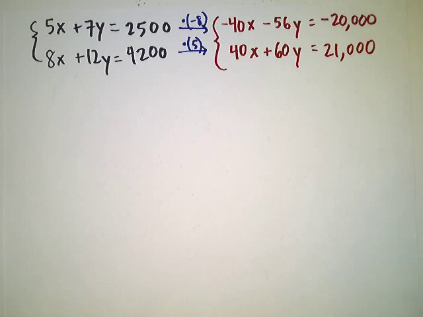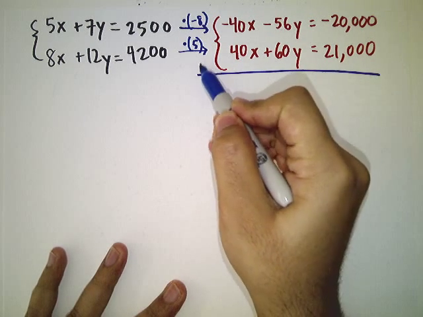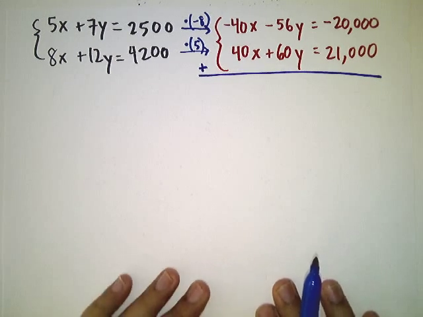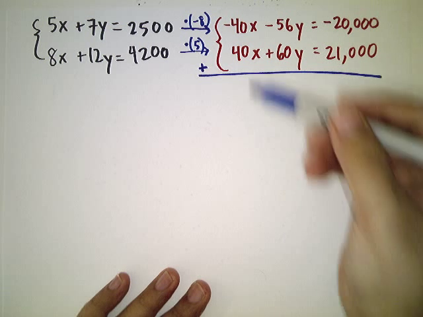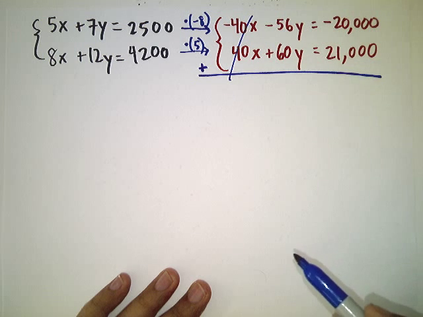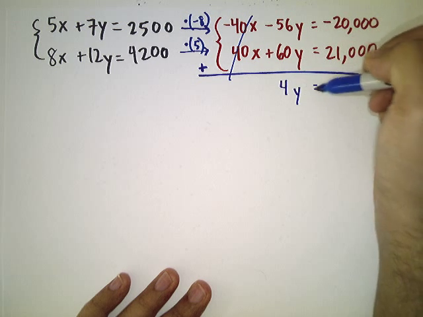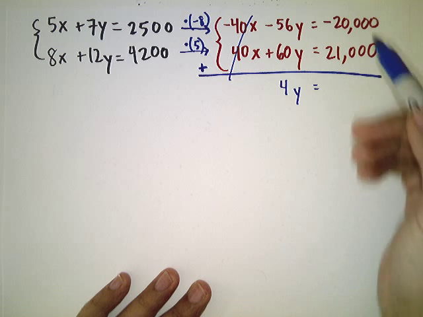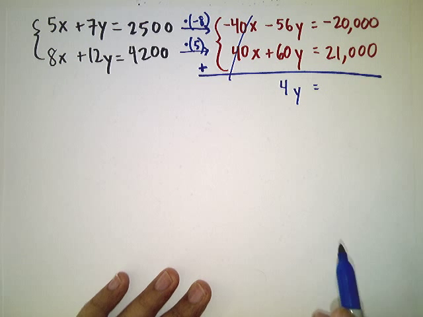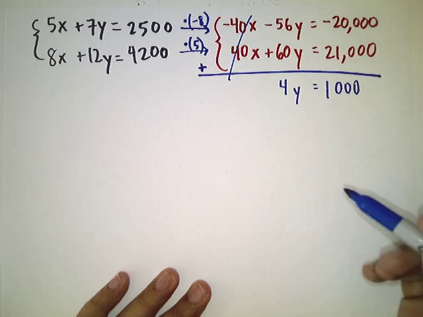Now at this point, we want to add these two equations together. So negative 40x plus 40x will cancel out for us. Negative 56y plus 60y leaves 4y. And negative 20,000 plus 21,000, that's the same as 21,000 minus 20,000, which leaves us with 1,000.